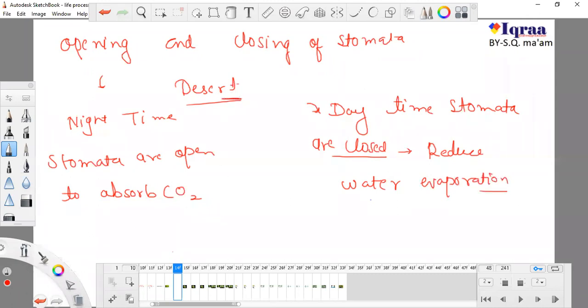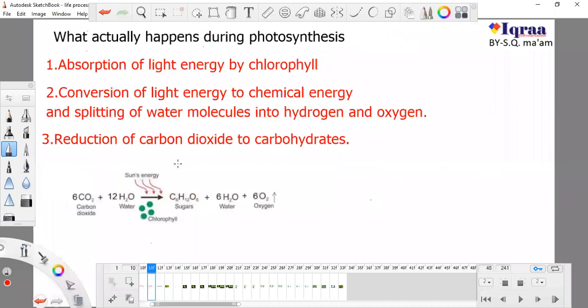Normal plants, other plants that are not desert plants, will go through this procedure one by one: absorption of light, then conversion of light energy into chemical energy, and reduction of carbon dioxide. This is the reduction process, and the water molecule gets split. We studied this. These three steps are followed by normal plants one by one. It means there should be a first, a second, and a third.